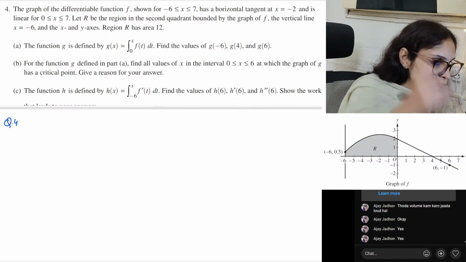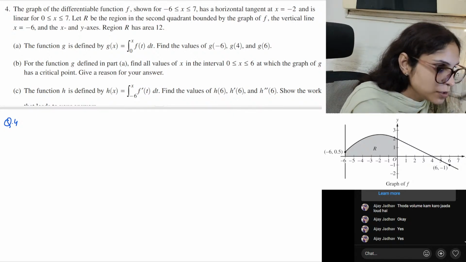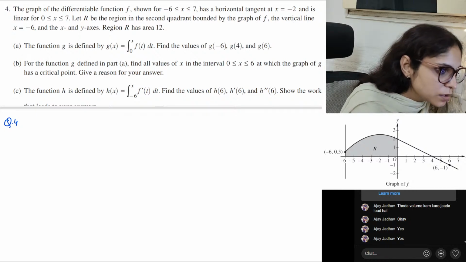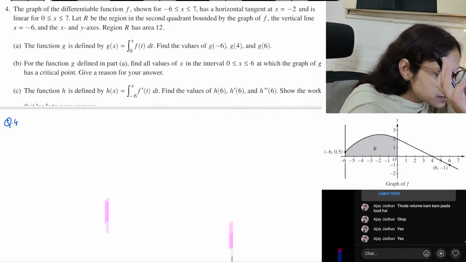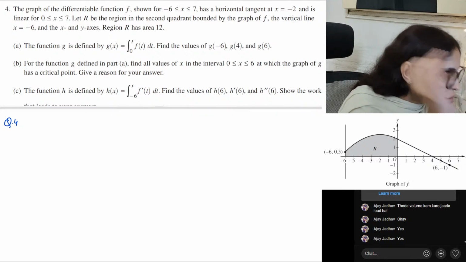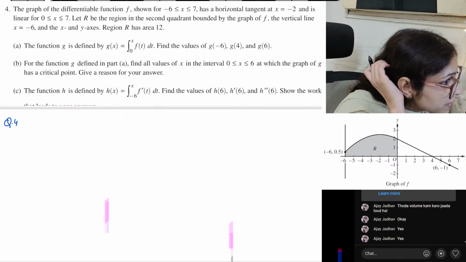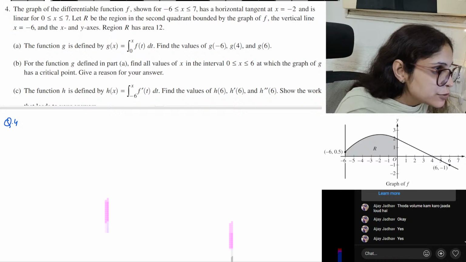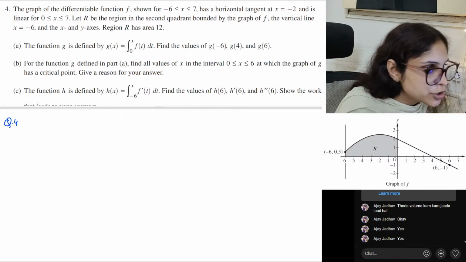Now R is a region enclosed in the second quadrant, bounded by the graph of f, the vertical line x equals -6, and the x-axis and the y-axis. Region R has an area of 12. The function g is defined by g of x equals the integral from 0 to x of f of t dt. Find the values of g of -6, g of 4, and g of 6.